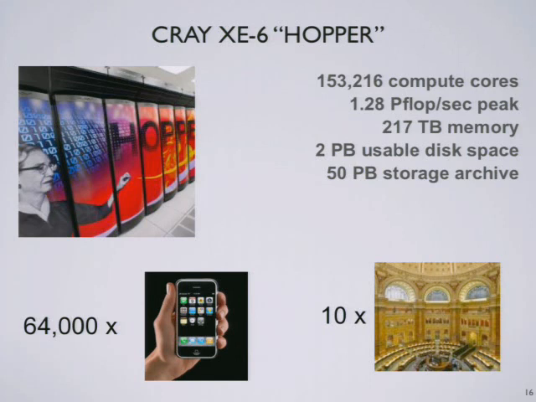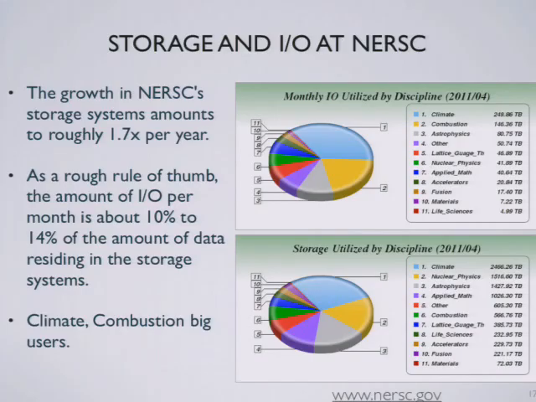So the disk space, this is something we're probably all more familiar with, is equivalent to 64,000 of the 32 gigabyte iPods. Or if you are more into music, that's 2,600 years of continuous music listening for your enjoyment. In terms of the storage archive, it's 50 petabytes, and depending on how you calculate this, it's sort of equivalent to about 10 Library of Congresses. So lots of data is the point that I'm trying to get across here.